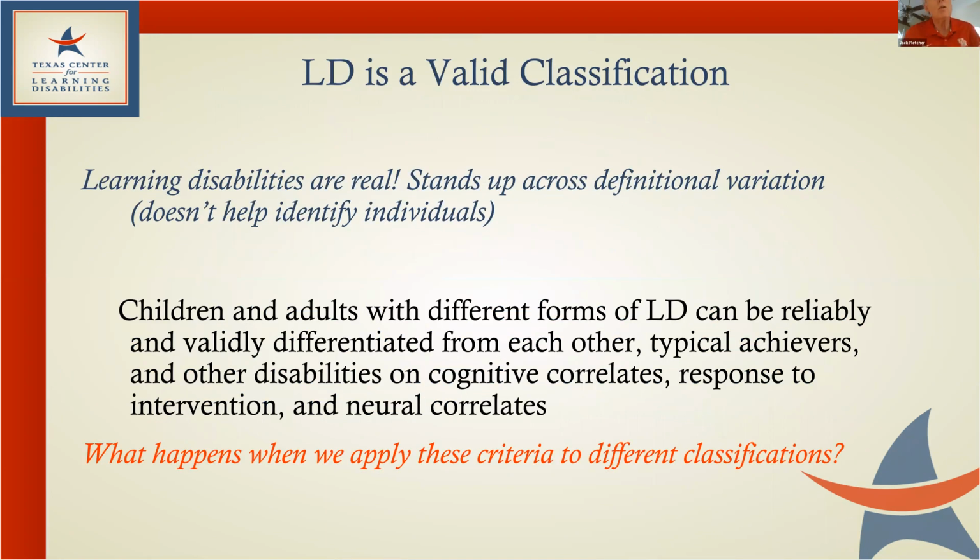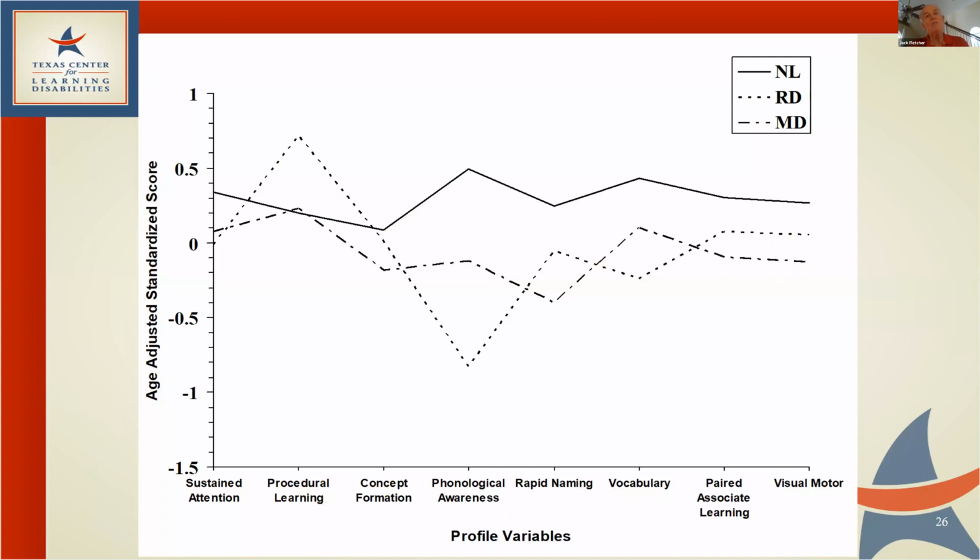Now, I'm not saying that learning disabilities are not real. It stands up across different kinds of definitional variability, because I can take the same approach that I just showed you for IQ achievement discrepancy and show you that children and adults with different forms of learning disabilities can be differentiated from each other, from typical achievers, and from kids with other disabilities based on cognitive correlates, intervention response, and neural correlates.